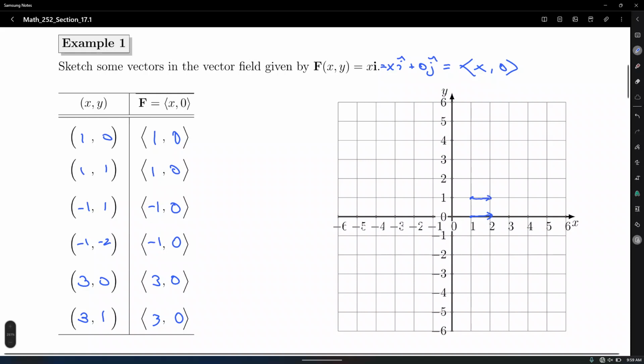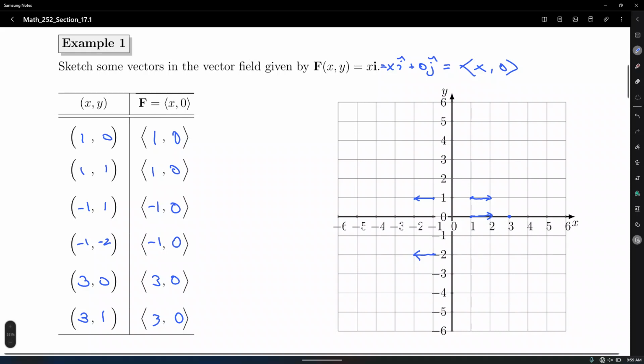Let's go to the point (-1, 1). That is that point. But what vector do we have? Don't we have the vector <-1, 0>? So go -1 in the x direction, 0 in the y direction. Let's go to the point (-1, -2). That's the same vector, <-1, 0>. What else? Let's go to farther points. (3, 0). Okay? To the point (3, 0), which is this point right there.